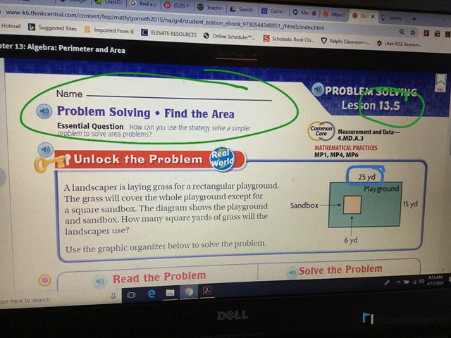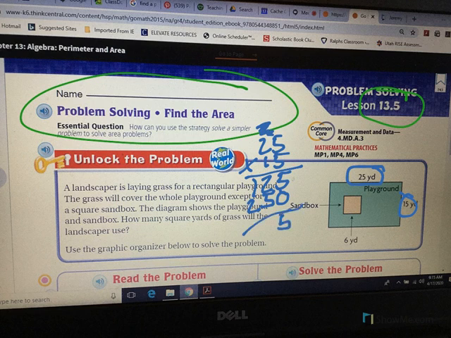So we need to do 25 times 15. 5 times 5 is 25. Carry the 2. 2 times 5 is 10, plus 2 is 12. Then we get rid of that 2 and add a 0. 5 times 1 is 5. 2 times 1 is 2. We add that up: 0 plus 5 is 5, 2 plus 5 is 7, 2 plus 1 is 3. So the entire area is 375 yards, but we don't need to worry about the sandbox.